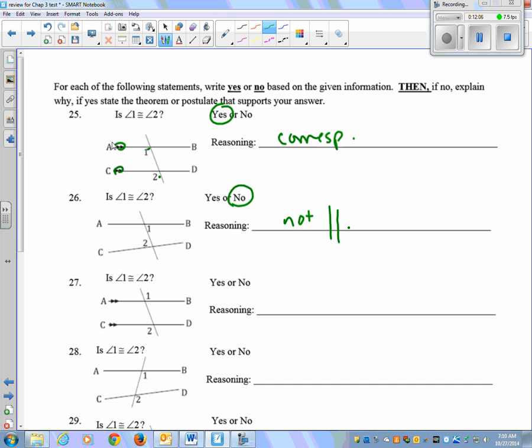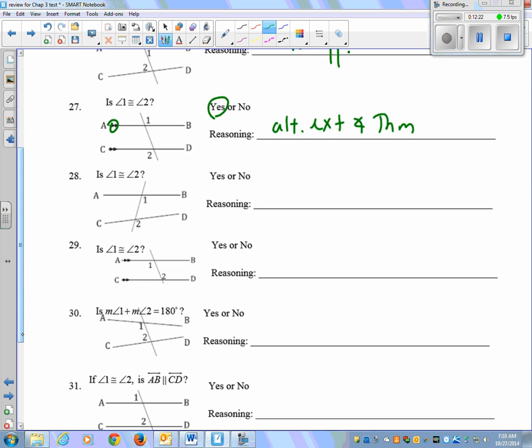Number 27, they are marked parallel. Angle 1 congruent to angle 2? Yes, because they're alternate exterior angles. Let's call it the theorem. That's really our reasoning. Corresponding angles theorem. 28, angle 1 congruent to angle 2. They're corresponding, but they're not marked parallel, so no, not parallel. 29, is 1 congruent to 2? These are marked parallel, so yes, alternate interior angles theorem.